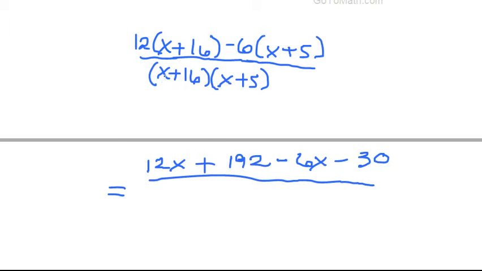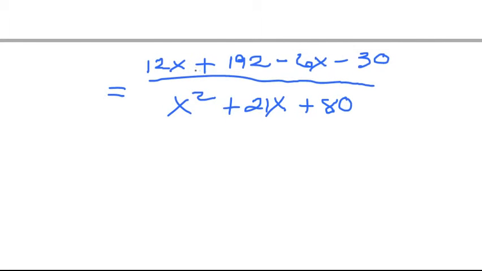Okay, let's go ahead and multiply this guy out. So we have x times x is x squared. We have x times 5, and then 16x, that's going to be 21x. And then 16 times 5 is 80. Scribble that down on a piece of paper, make sure.